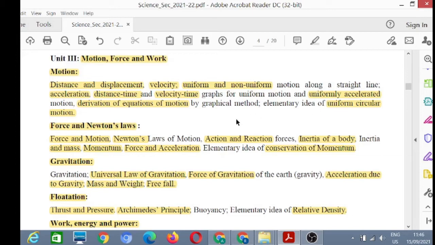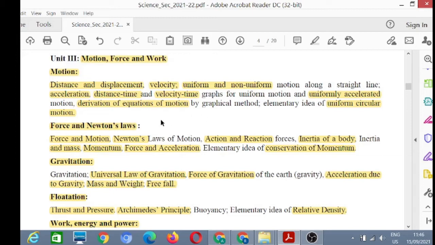So next topic is force and Newton's laws. Now force is a derived quantity. Force is derived from mass and acceleration. Force is equal to mass into acceleration. And Newton's third law. Newton's laws belong to forces.